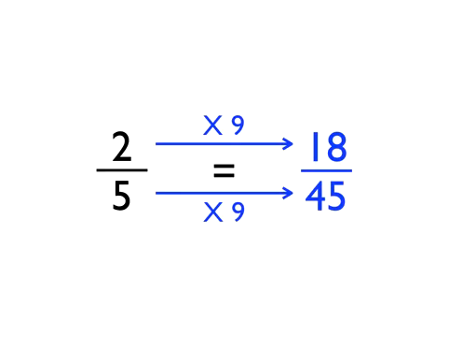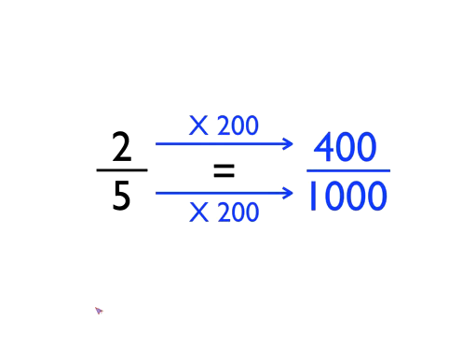You might like to times numerator and denominator by 9, as you can see here. You might even like to times them by 200. It doesn't matter which number you times them by, so long as you times the top and the bottom by the same number. The numerator and the denominator need to be times by the same number. That way you'll get equivalent fractions.